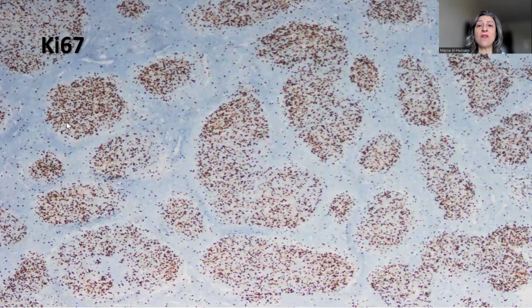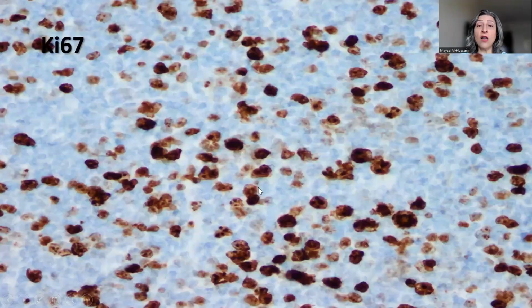And the Ki-67 is extremely important, because the Ki-67 in reactive conditions would show polarization, where we have more positivity in one side of the follicle against the other area, whereas in the malignant conditions we have even distribution of the immunostain throughout the follicle. And again, the Ki-67 on high power magnification.